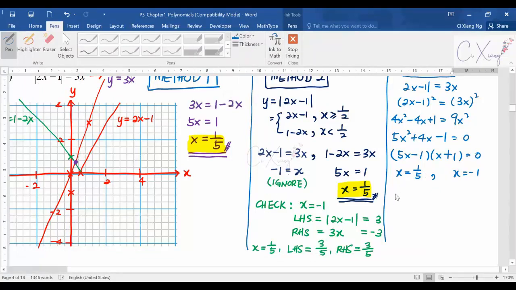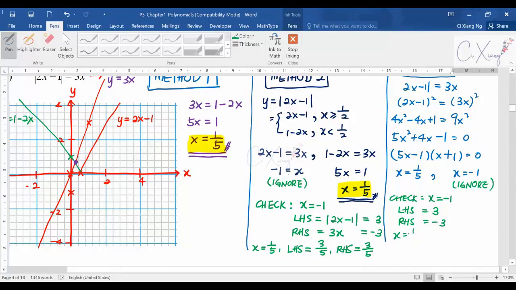Therefore, again, you have to check. The same method applies. So you check for x equals -1. Left hand side, as I already showed you just now, you get a 3. Right hand side, you get a -3. Therefore, for x equals -1, you need to ignore it because the left hand side and right hand side didn't have the same answer.